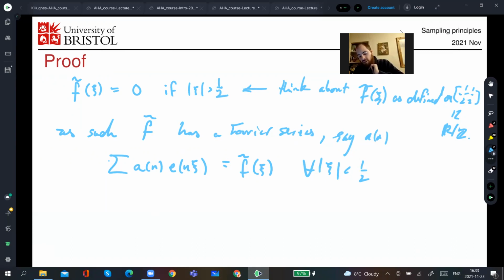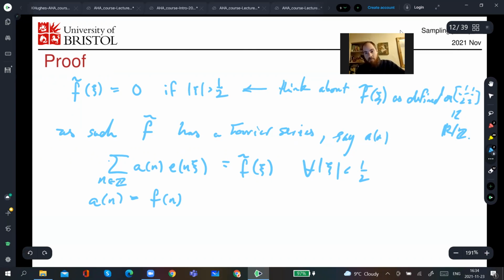And now the Fourier series is unique, assuming that the a_n converge nicely. Let's say absolutely summable. Let's just assume that for now. And that actually must mean that a_n is equal to f(n), where we are summing over n inside the integers. So what we really have is that the Fourier transform, the real variable Fourier transform, inside the interval of ξ between minus a half and a half. Well, let me write that better.